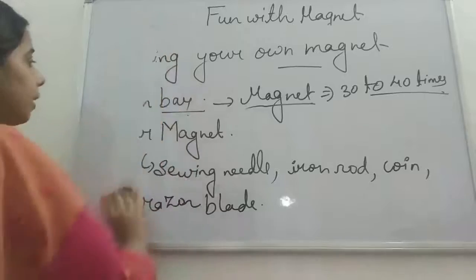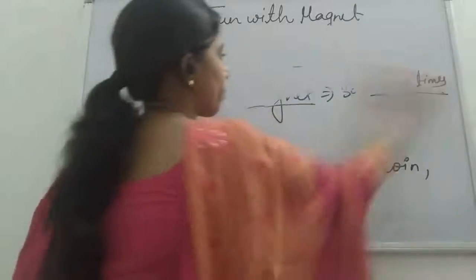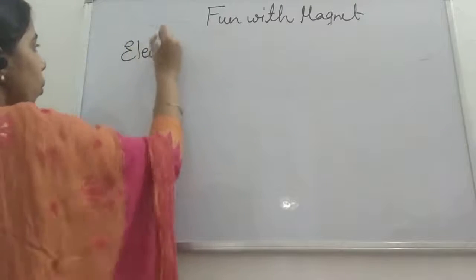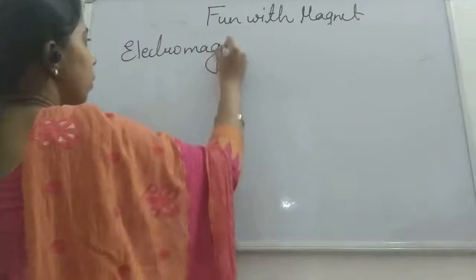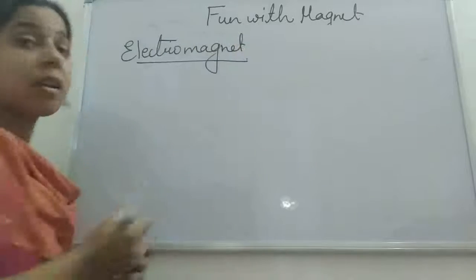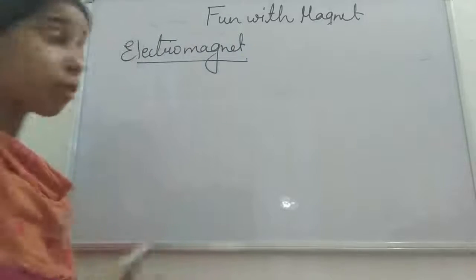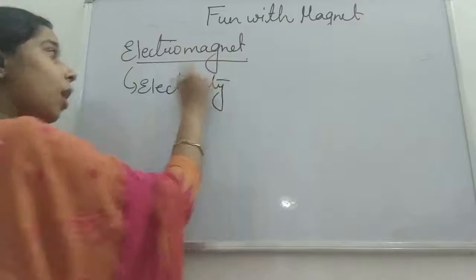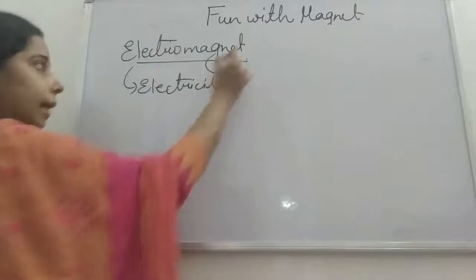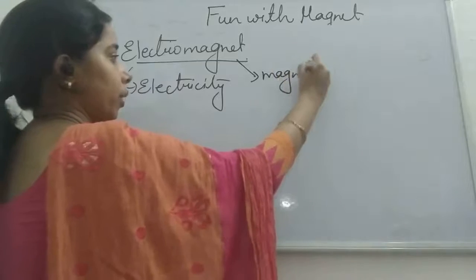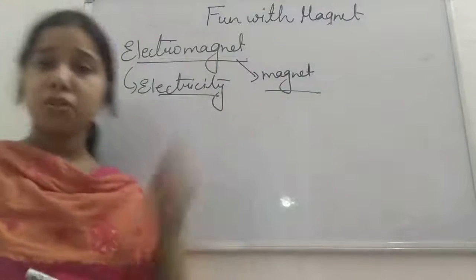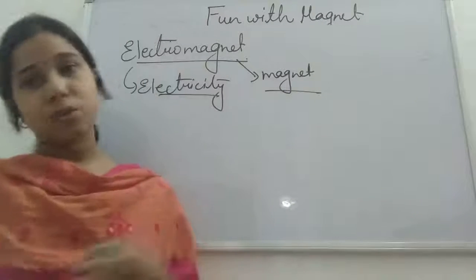And such a magnet we call an electromagnet. Electromagnet. Electro means what, student? Electricity. So this term electro came from electricity. Magnet, you know, is a magnet only. So electricity and magnetism. So what is the relationship between electricity and magnetism, student?